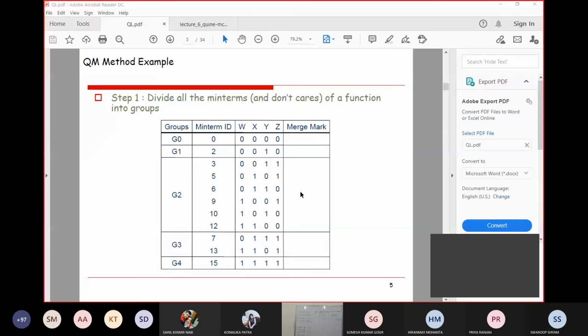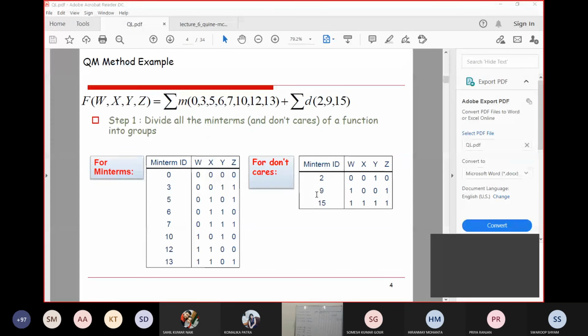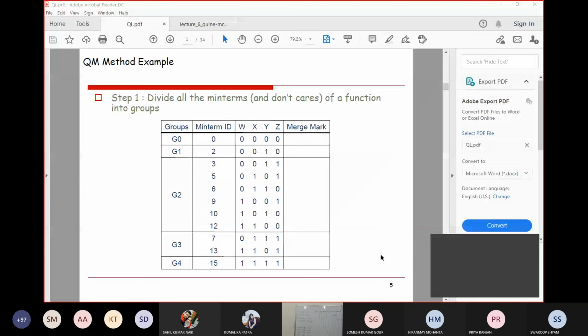Hello? Yes, ma'am. So right, now 8 is here. 2 is supposed to be a don't care, it's a part of the system. 9 is also there, it is used in the system. 15 is also framing. So we have the groups like this.